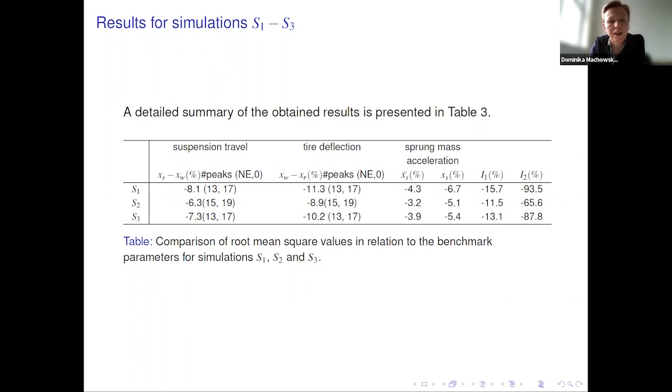We are better than the benchmark situation. And if we talk about the tire deflection, still we have the best solution for the flat road and the worst for the second road, but still we have 10% better than the benchmark situation.